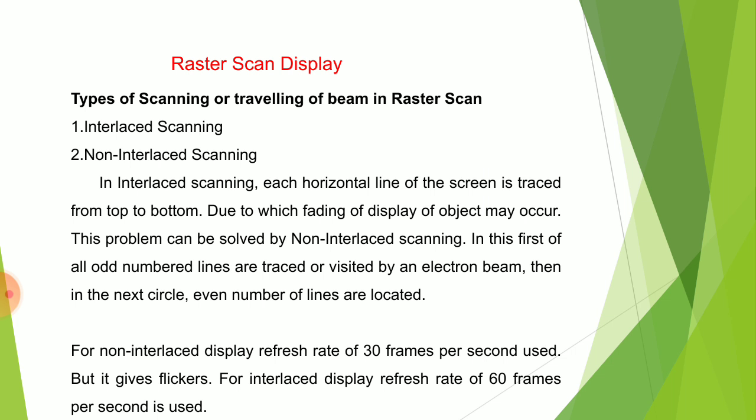In raster scan display, there are two types of scanning methods used. One is interlaced scanning, another is non-interlaced scanning. Non-interlaced scanning means each horizontal line of the screen is traced from top to bottom. In interlaced scanning, all odd-numbered lines are traced first, then even-numbered lines are traced second. The interlaced scanning refresh rate is 60 frames per second. The non-interlaced display refresh rate is 30 frames per second.